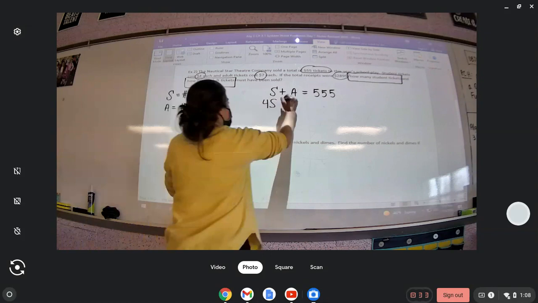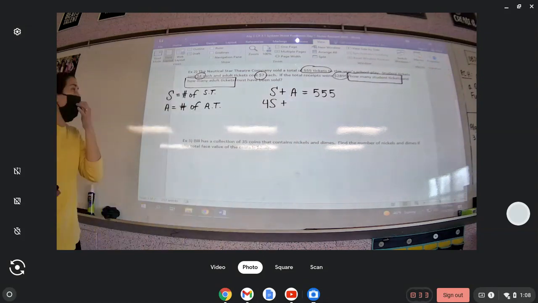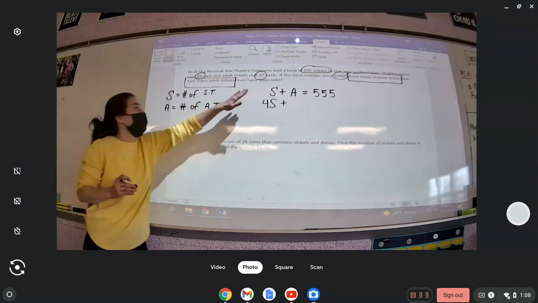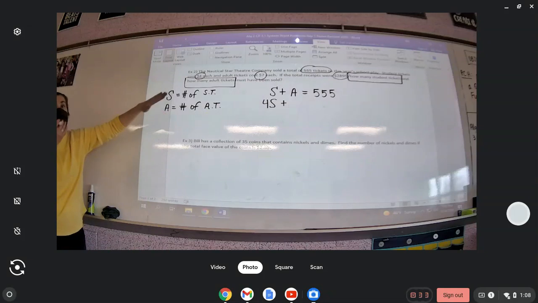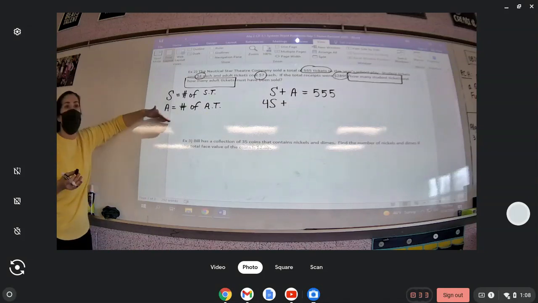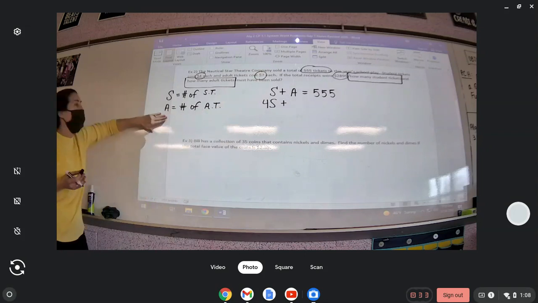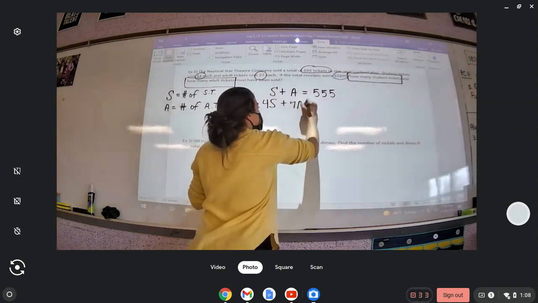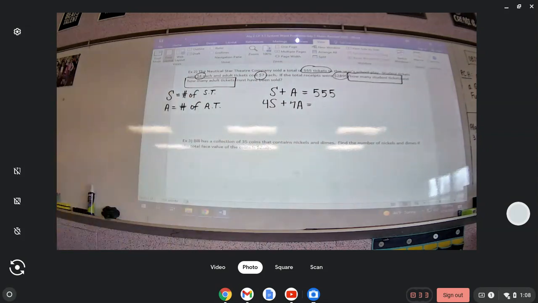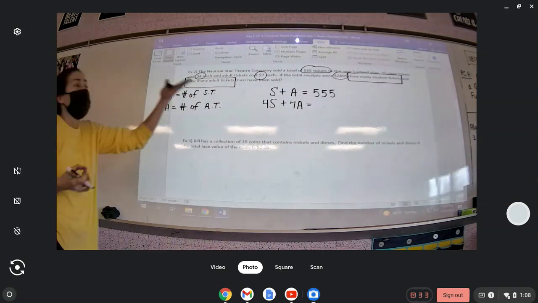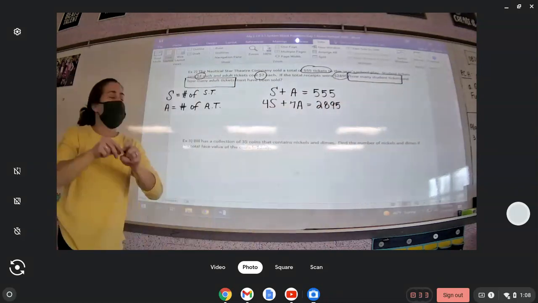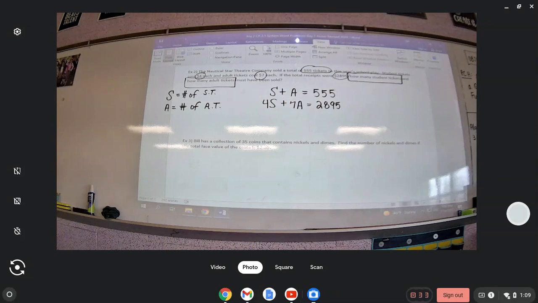All right. Plus, on top of that, they've also sold adult tickets. What was each adult ticket worth? $7. So that's $7 per every A they sold. So if they sold 10 adult tickets, that would be 7 times 10, they made $70. But I don't know how many they sold. So that's $7 times A, the number of adult tickets, so that'll be 7A. And how much should that add up to? How much money did they make off selling these tickets? $2,895. Done.